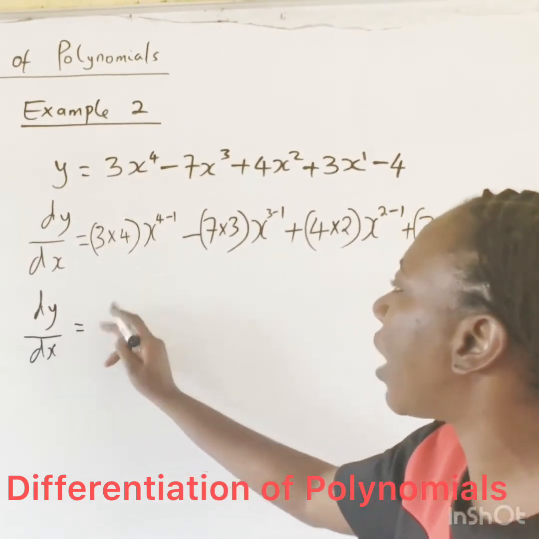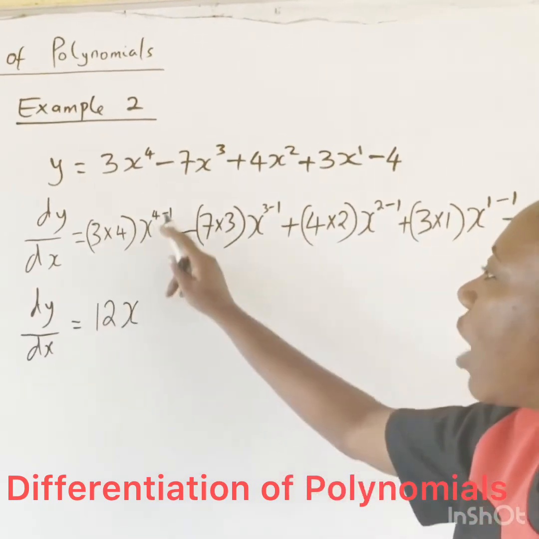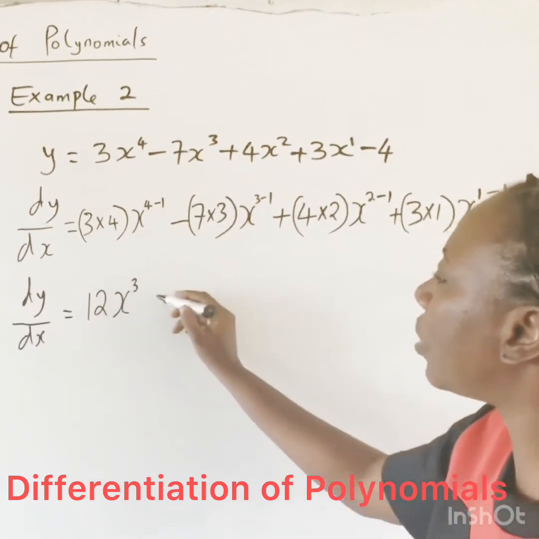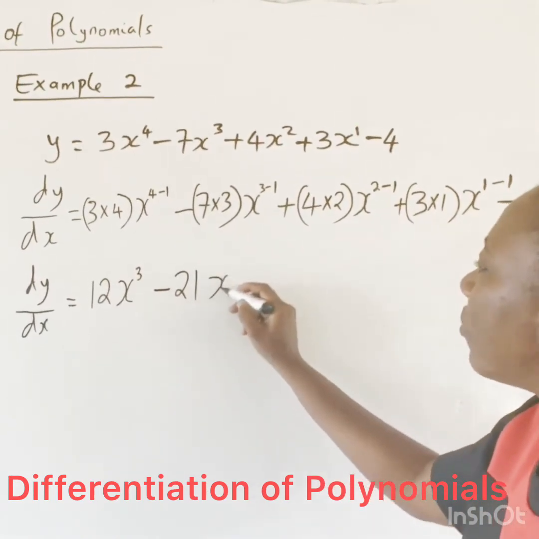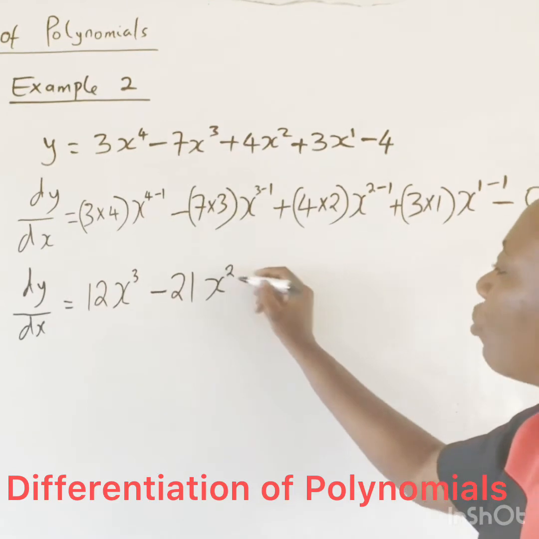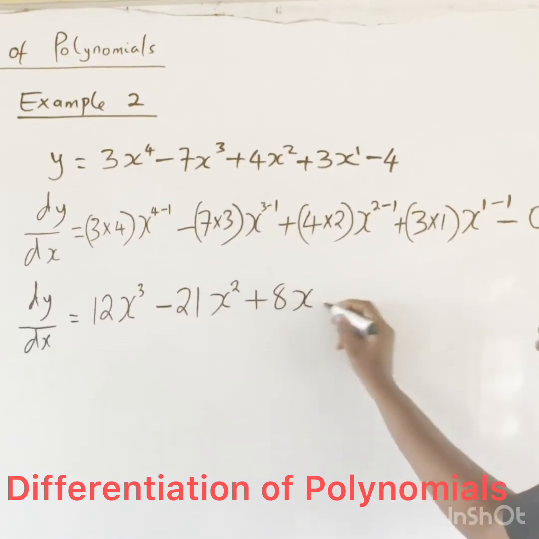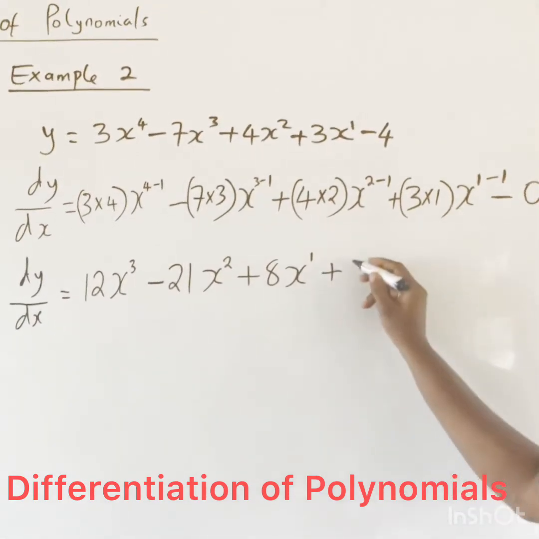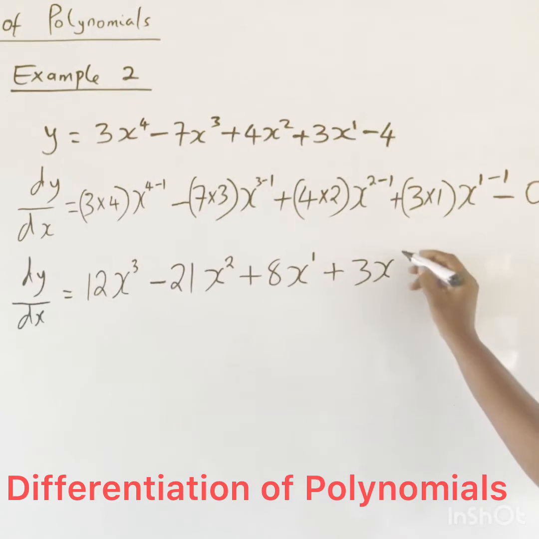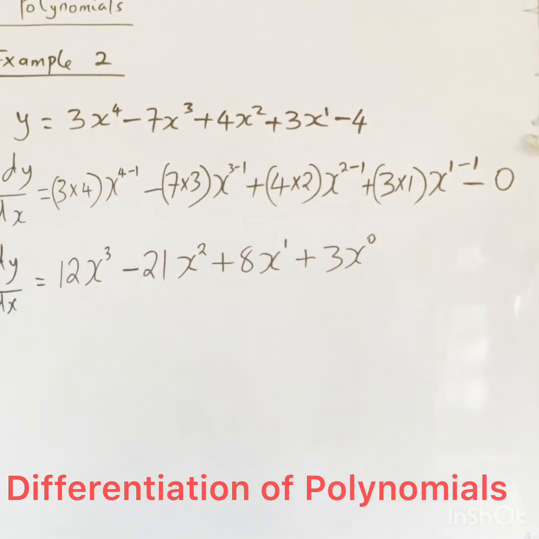So for my dy dx, let me multiply the brackets. I have here 12. If I subtract, I will have 3. Here I have 21. If I subtract the powers, I have 2. Here I have 8. If I subtract the powers, I have 1. Then here I have 3. If I subtract the powers, I have 0. So let's leave this one out now.